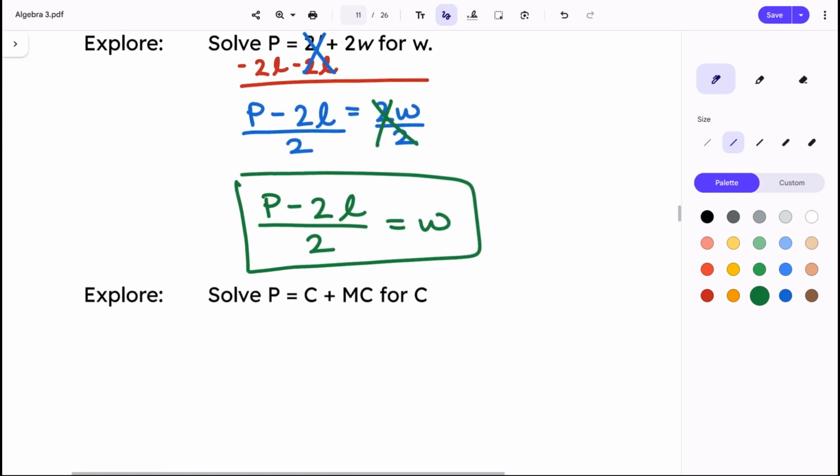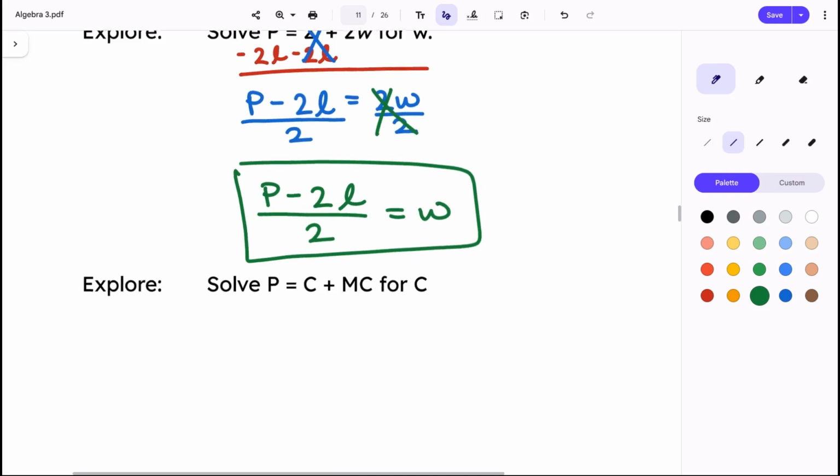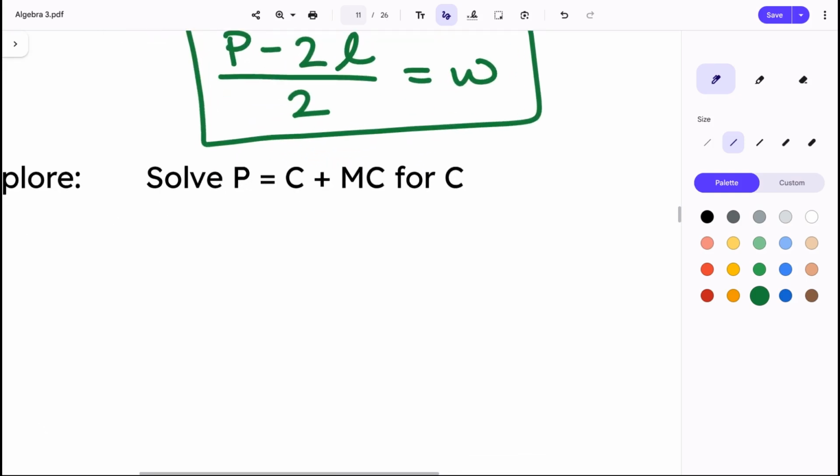All right. Now this next one, I want to solve this equation P equals C plus MC. I want to solve it for the C value. In this case, because they both have C in them, and that's what I want to solve for, it's going to be easier if I just have a singular C in this problem instead of multiple. So I am going to factor out the C this time. If I factor out a C from this quantity on the right, I would be left with a 1 plus M.